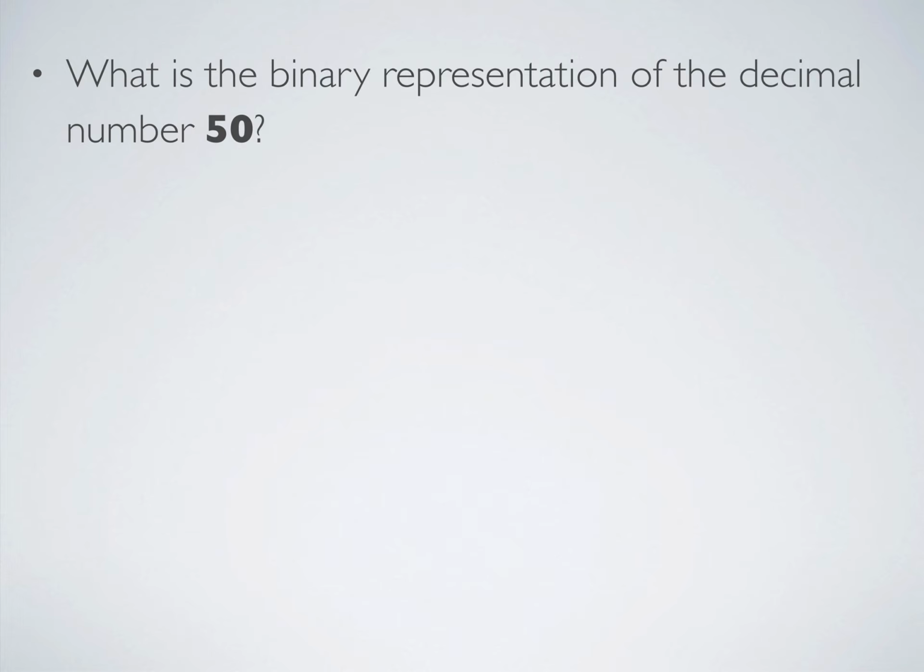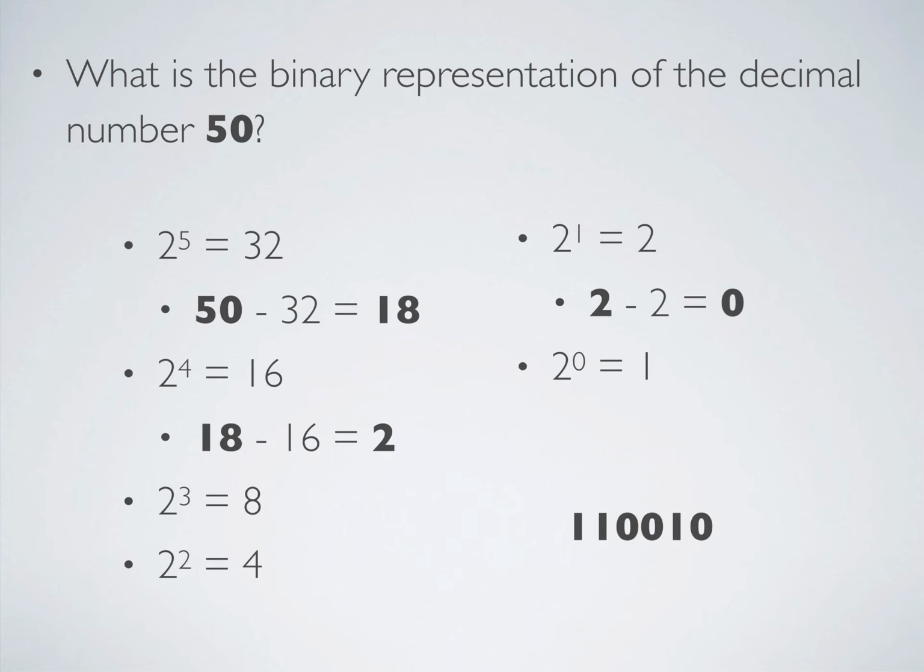Alright, so hopefully by now you've worked this out and you've gotten something like this, right? So again, going by those places, the largest power of 2 that fits into 50 is 32. That's 2 to the 5th. So we'll put a 1 in that first spot there. When you do the subtraction, 50 minus 32, you have 18 left over to deal with. Next power of 2 that fits into 18 is 16. Do that subtraction. 18 minus 16, 2 left over.